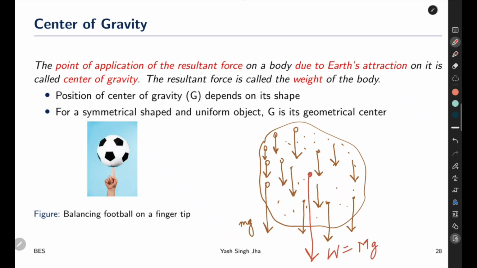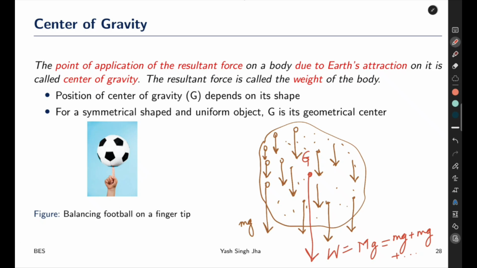So what did we do? We assume there is an object. The object is made up of small particles. The particles' weight is mg, and the particles make up the object. So the object's weight, which is capital Mg, is the summation of all these small mg's. The point through which I assume the resultant or entire weight of the object to act is called the center of gravity. What does it mean? If I place the object on top of my finger at this point, the center of gravity, the object will not fall.